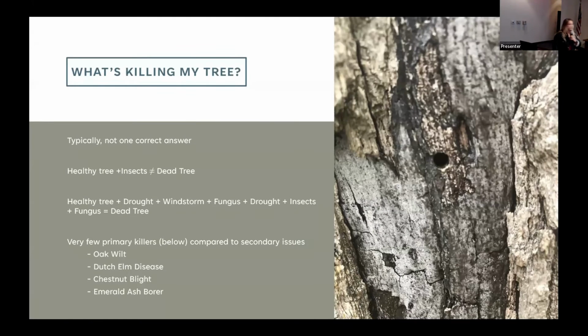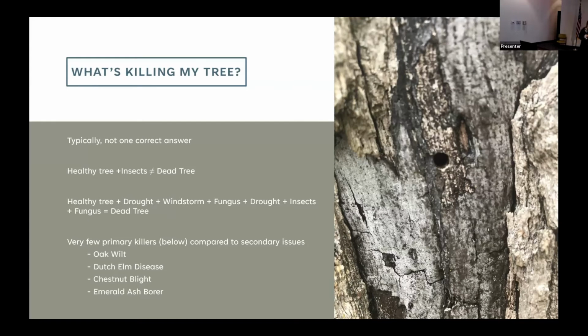So what is killing my tree? That's what I typically deal with on a day-to-day basis, a lot of emails, and I'm sure y'all get that as well. Typically there's not just one right answer. If you have a really healthy tree plus an insect like wood borers, you're not going to get a dead tree. But if you have a healthy tree that goes through drought and then a storm, and then there's a fungus involved, and then another drought, and then maybe insects start attacking the tree, and then another fungus, then you'll get a dead tree.